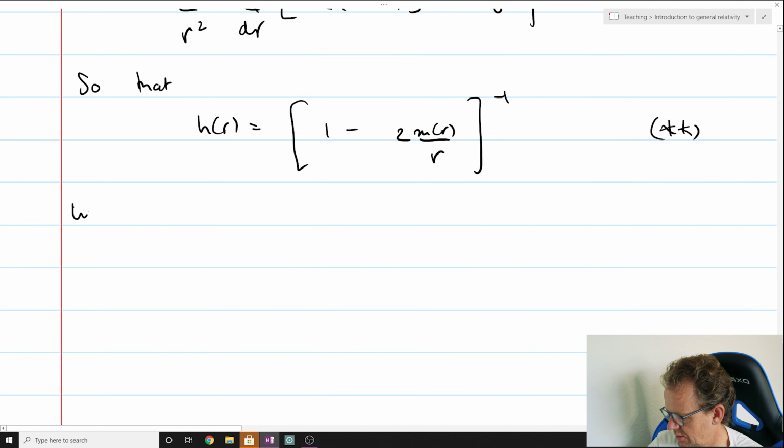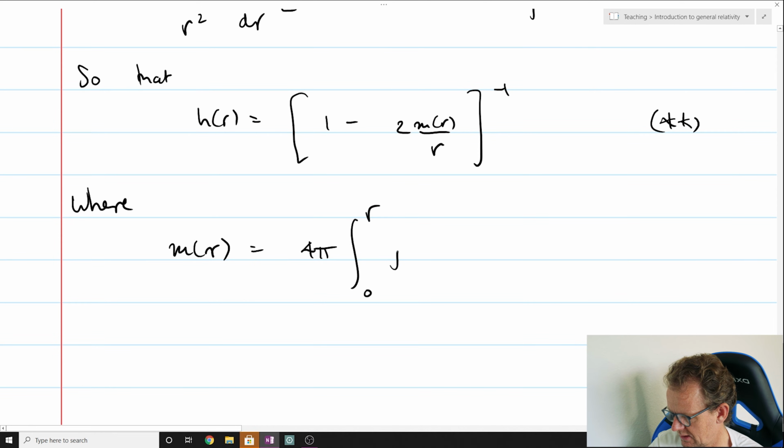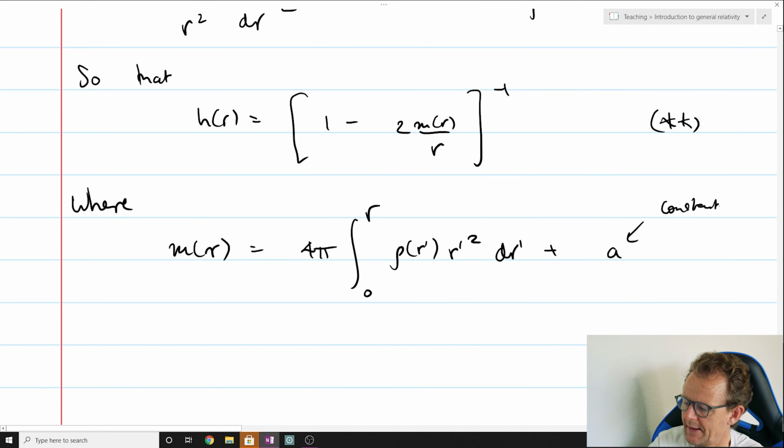So I've introduced a constant here, m(r), which takes the following form. It's really an integral of the density over the whole object with an additional constant which comes from the integration.